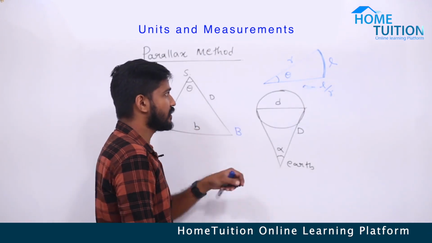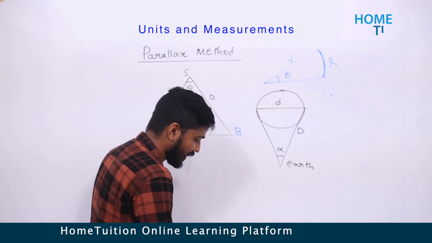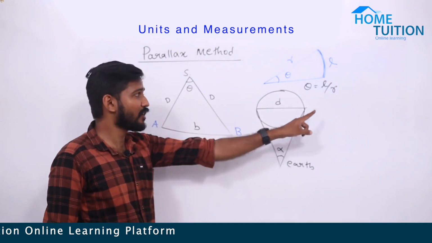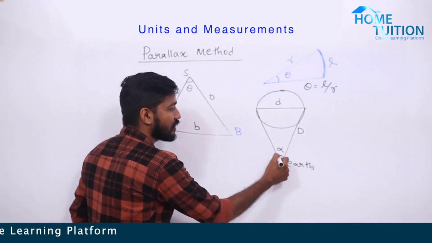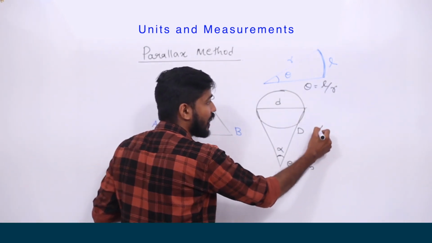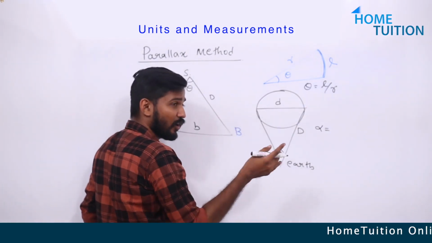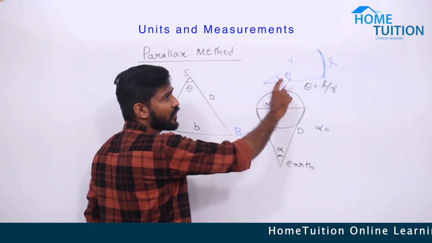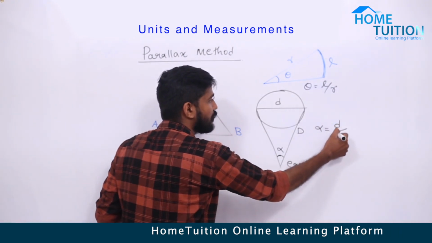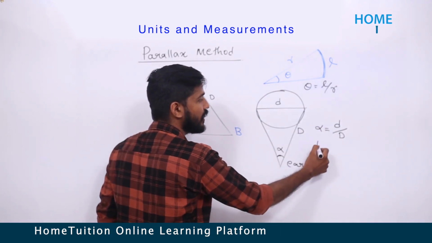So applying the equation theta equal to L by R, here we have alpha in place of theta. So alpha equals the arc length d by capital D, the radius. Always remember the angle is always opposite to the arc length. So what will be d? d equals alpha times D.